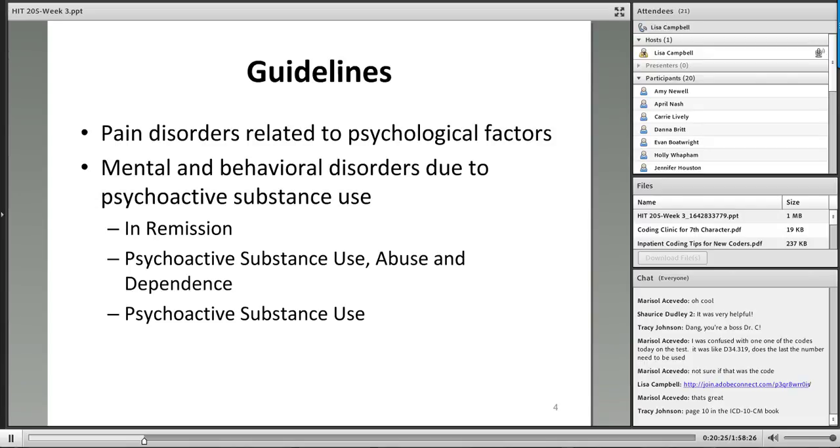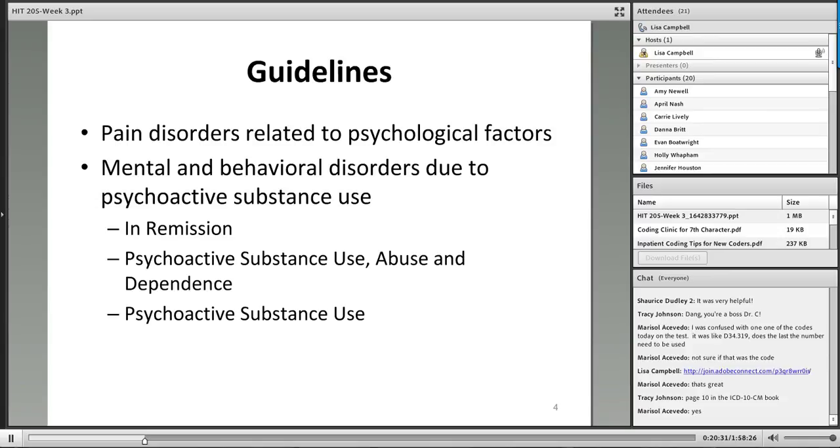If they abuse it and are dependent on it, it's dependence. If they use it and abuse it and depend on it, it's dependence. If they use it and they are dependent on it, it's dependent. So they're either using it or they are dependent upon it.